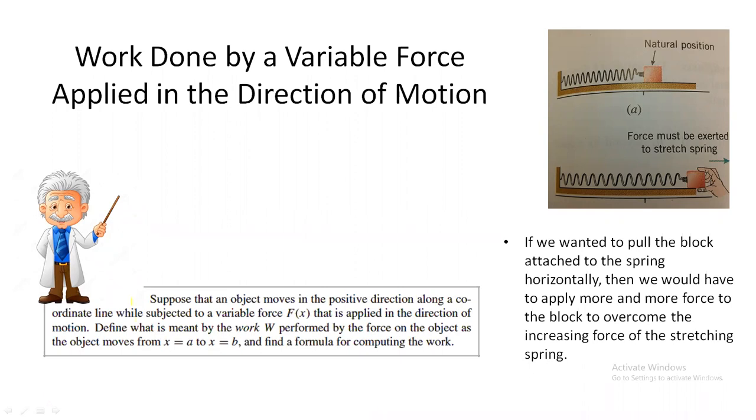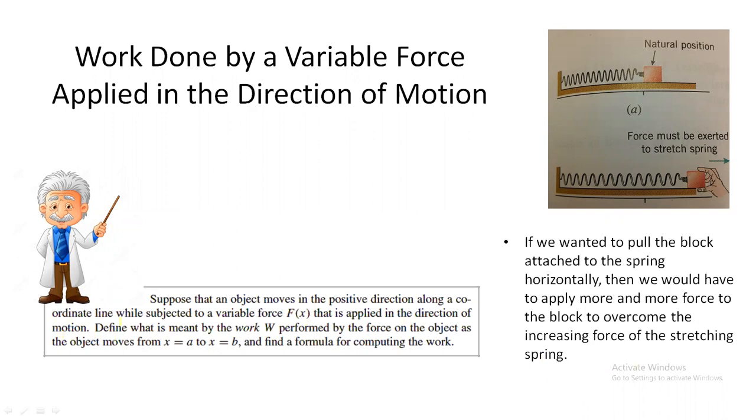So as what is written here below, suppose that an object moves in the positive direction along a coordinate line while subjected to a variable force f of x. I'm saying it's f of x because your force, which is varying, changing, is a function of x that is applied in the direction of the motion.